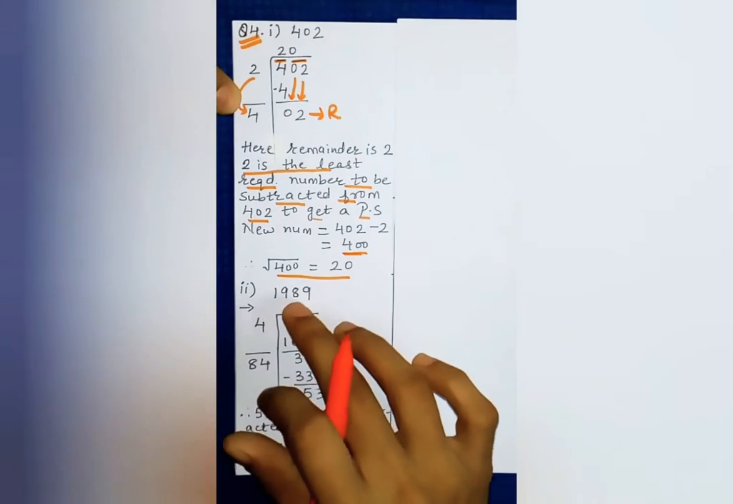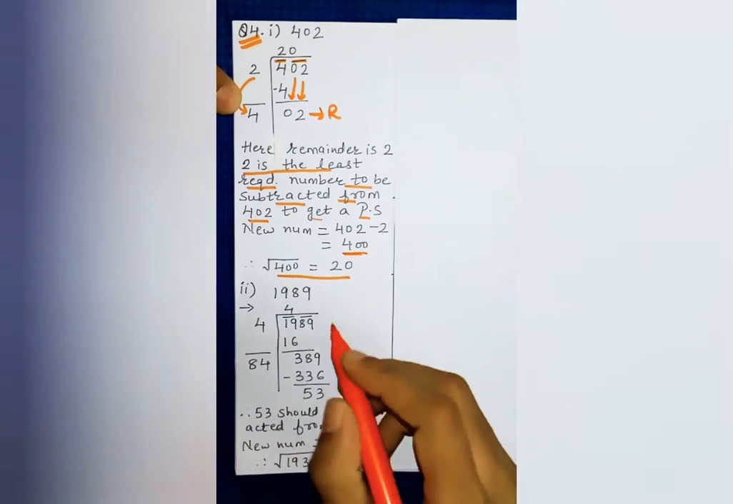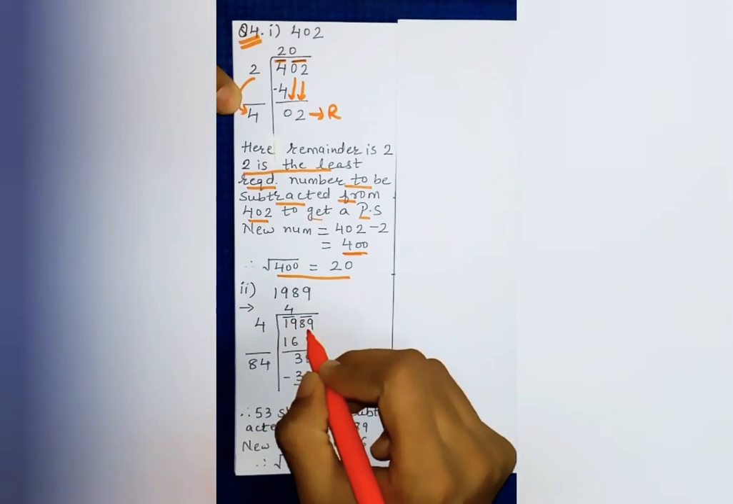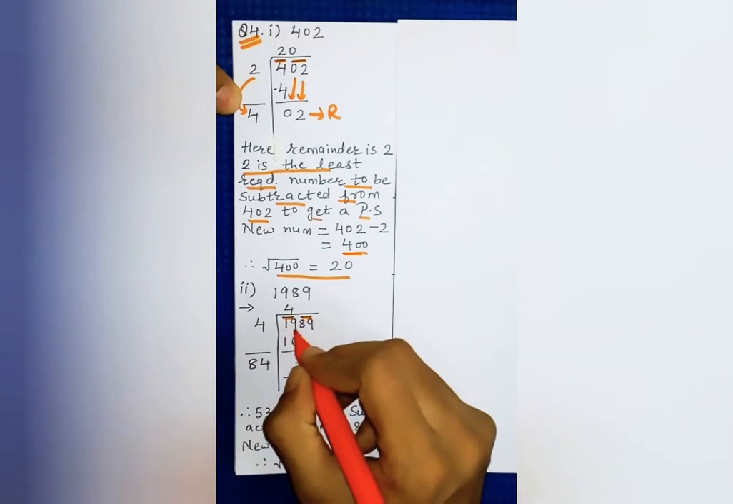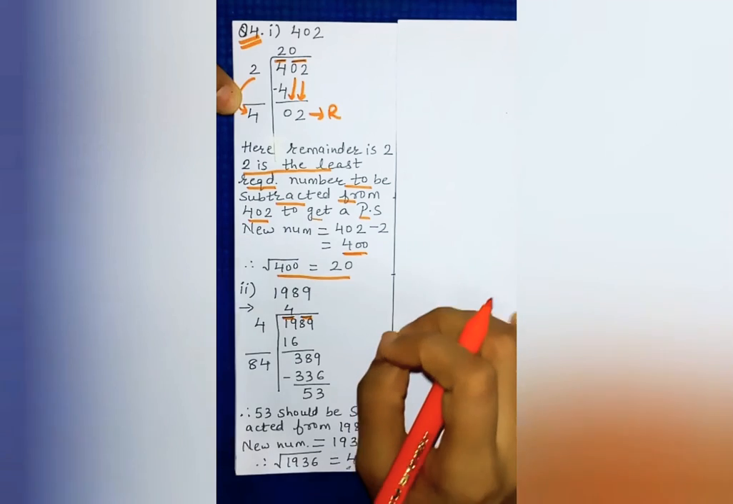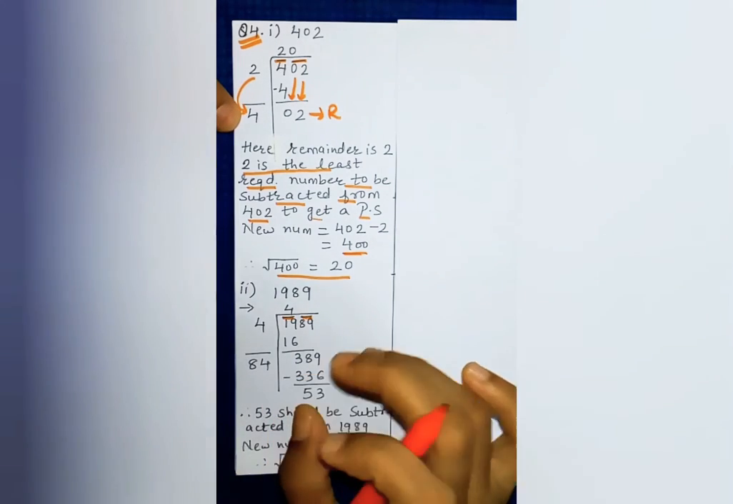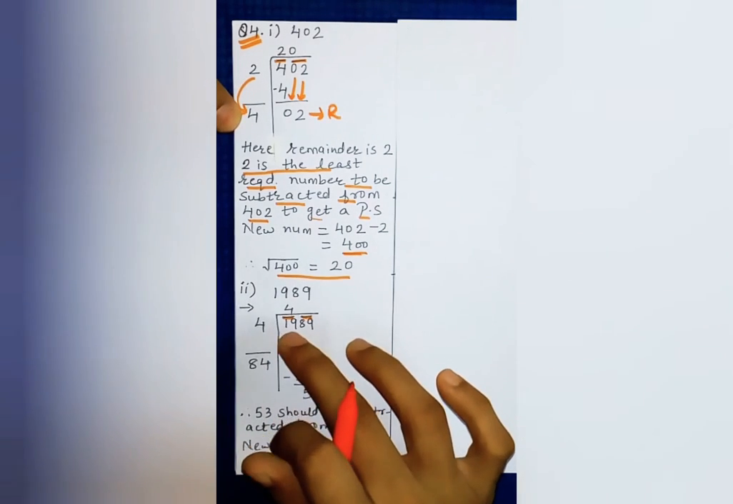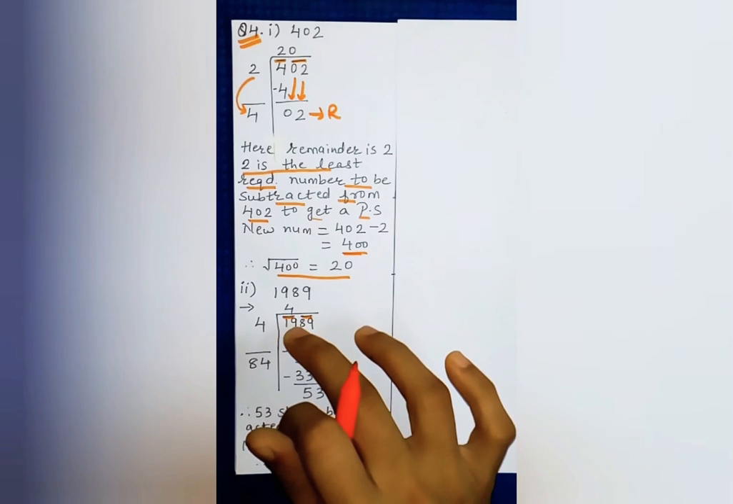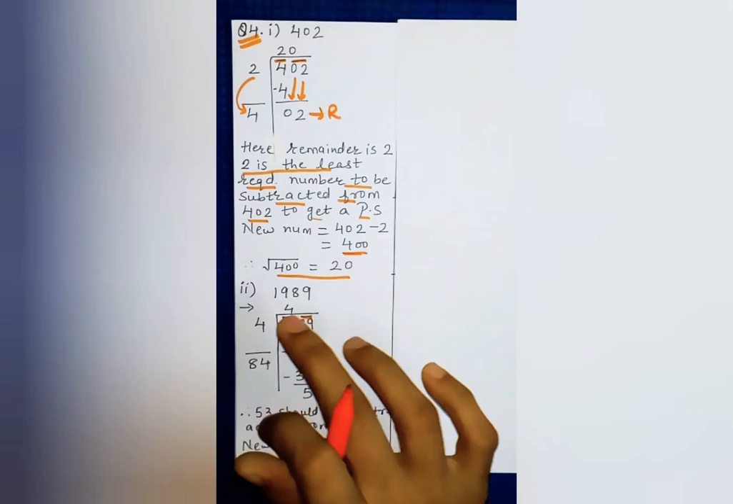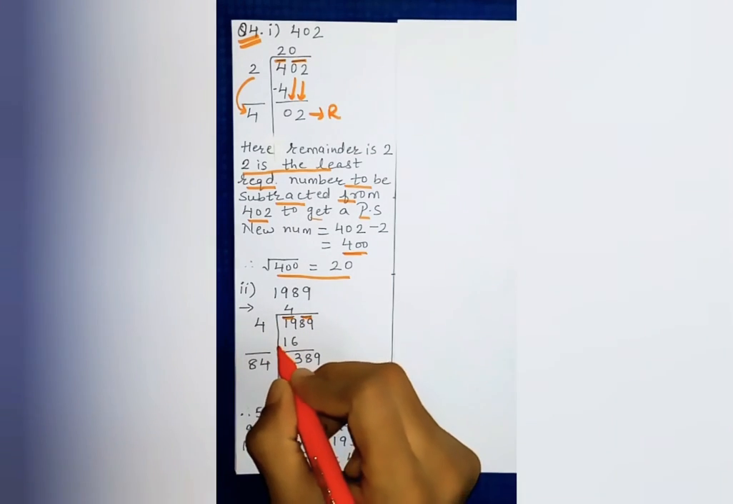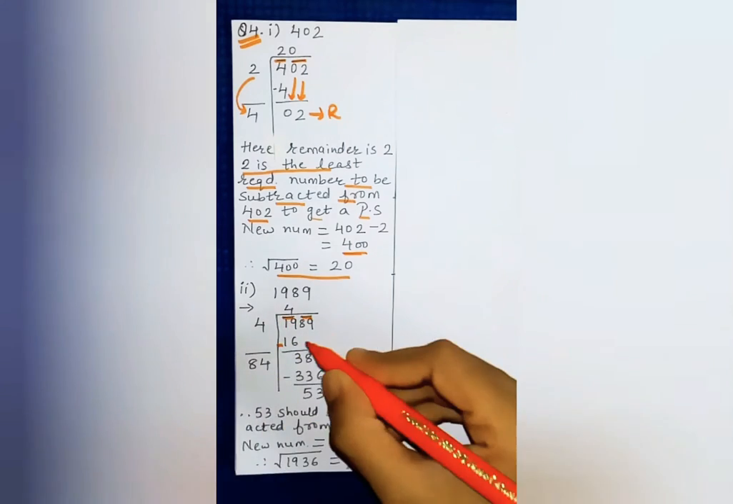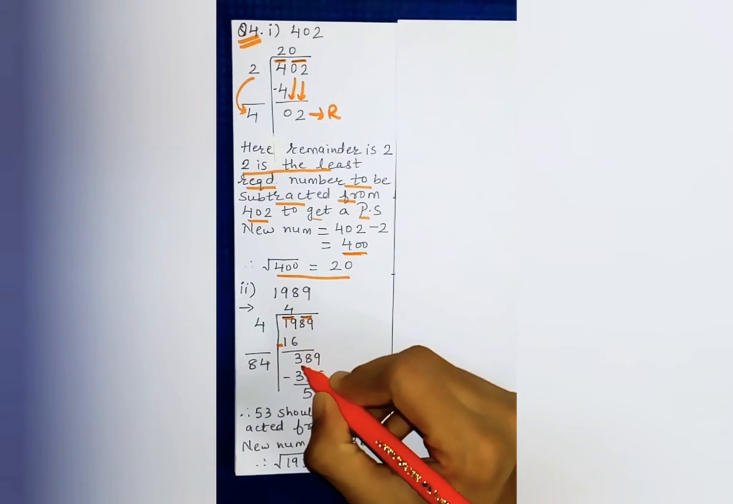The second one is 1989. Again, first of all we will draw the bar and make 2 pairings. So here one bar will be there and here the other bar will be there. Now 19 is there. Again we have to take a perfect square number which is less than or equal to 19. 19 is not a square number, right? So less than 19, which number can we take? We can take 4 fours. So 4 fours are 16. Now 19 minus 16 will give you 3.